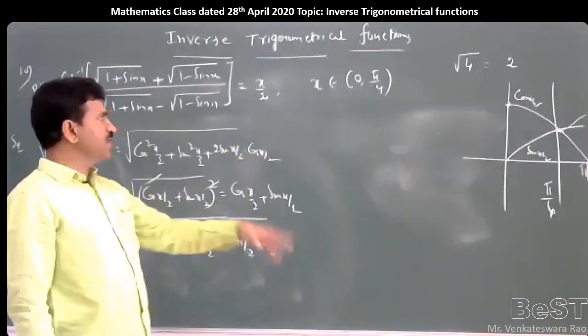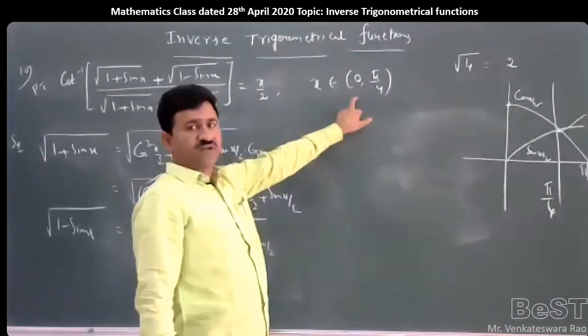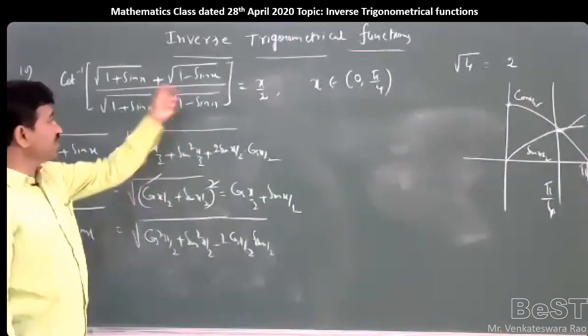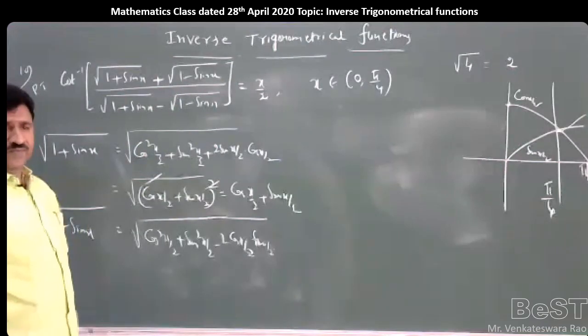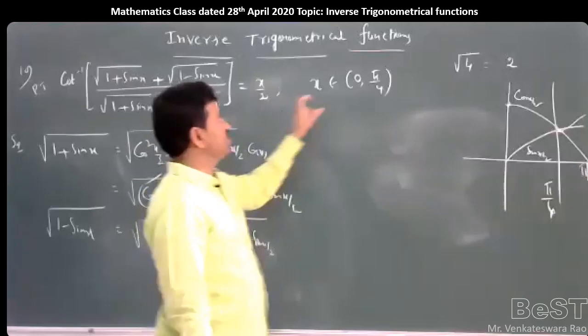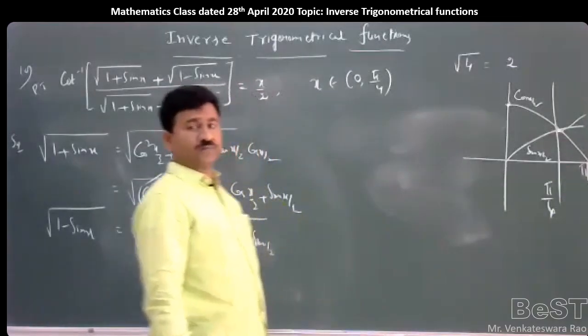If pi by 4 to pi by 2 is the given limit, then the answer is different: sin x by 2 minus cos x by 2. That's why it is an important question for JEE Mains. If the limit is changed, you will not get x by 2. That's why you have to be very careful with this problem.